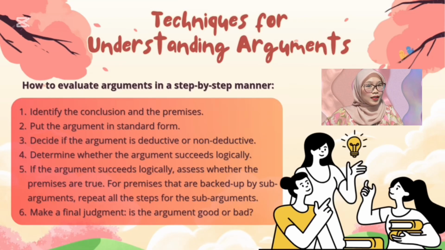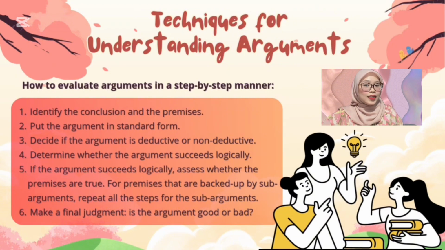Here are some techniques for understanding arguments. So, how to evaluate arguments in a step-by-step manner? The first step is to identify the conclusion and the premises. You must know which one is the conclusion and which is the premise. Second, put the argument in a standard form. Third, decide if the argument is deductive or non-deductive, which is inductive.